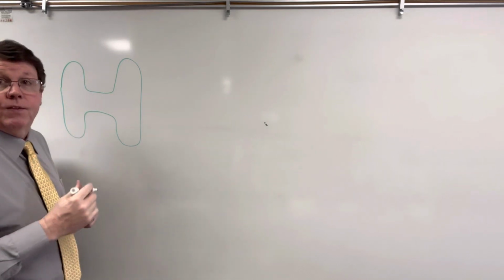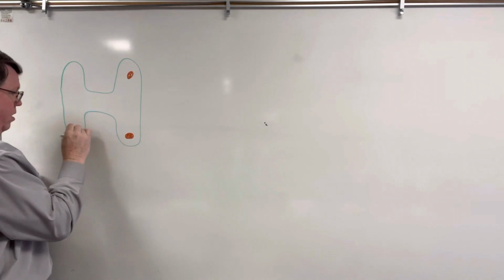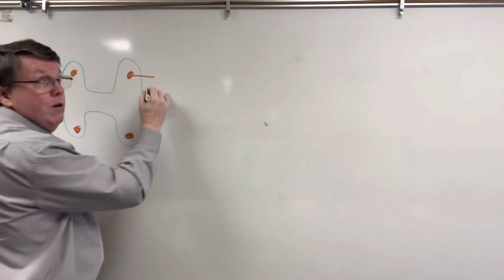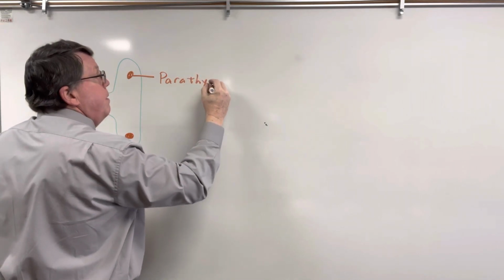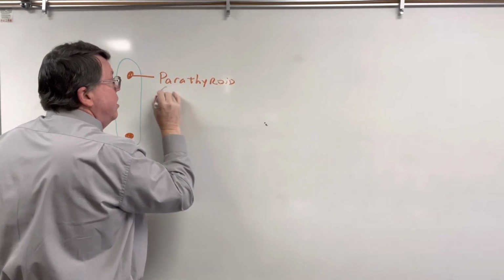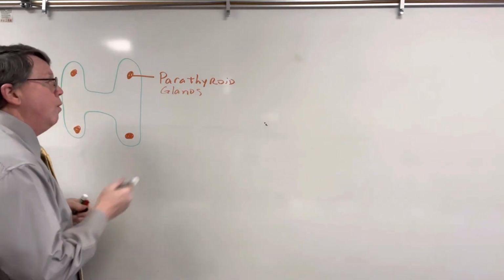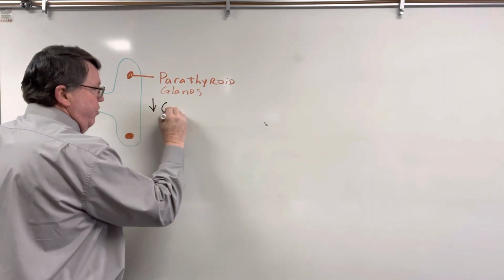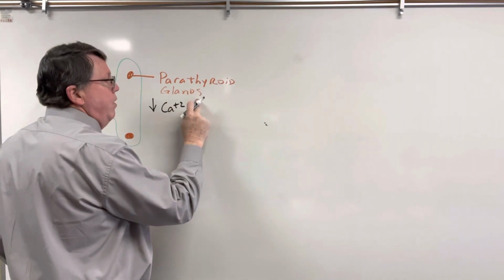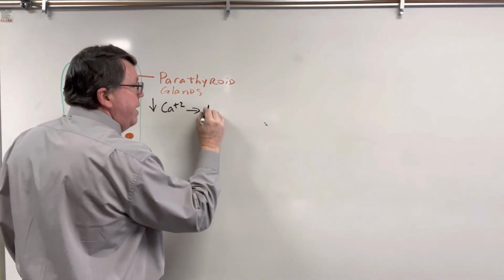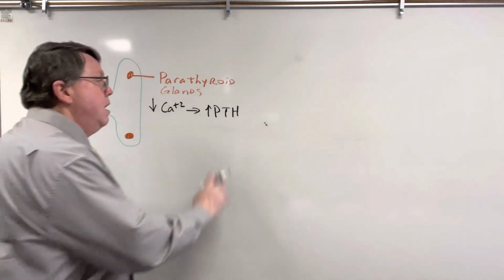And on the back of the thyroid gland, you are going to have your parathyroid glands. Now, here's what's going to happen. When my calcium levels decrease, it's going to cause the parathyroid glands to secrete parathyroid hormone, which we're going to call PTH.